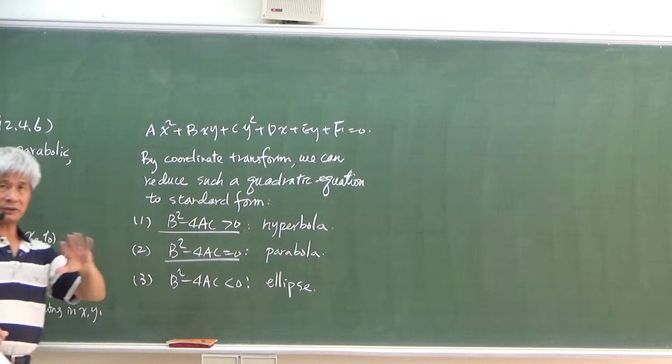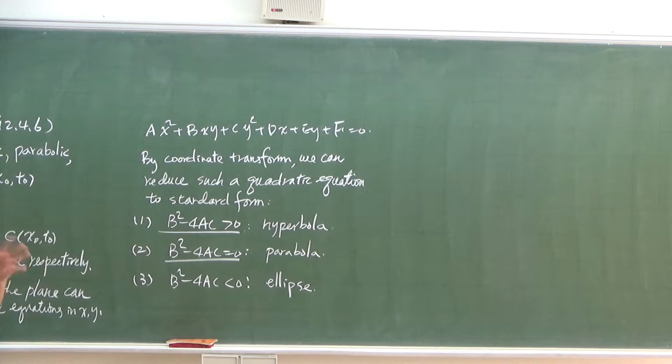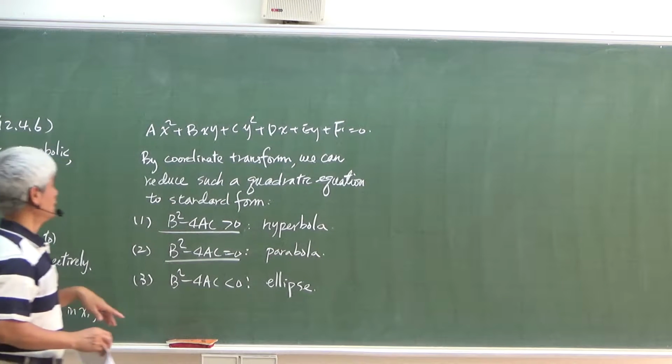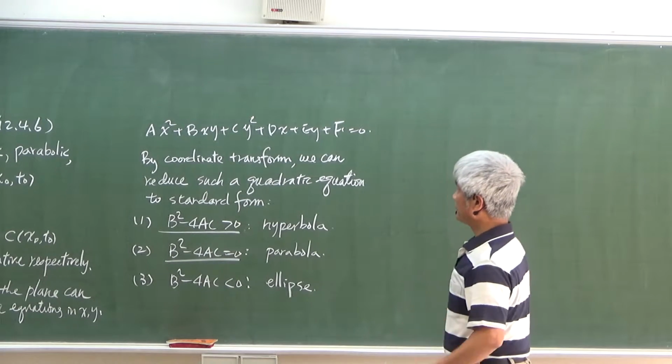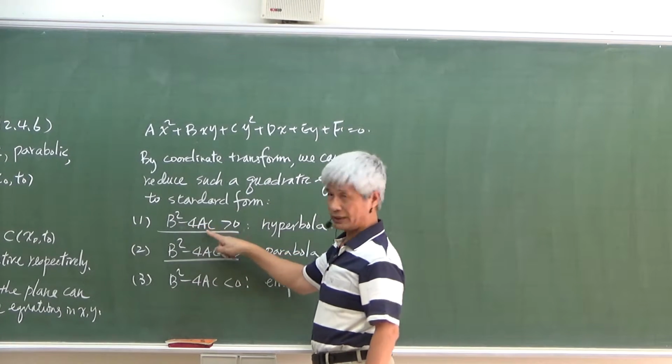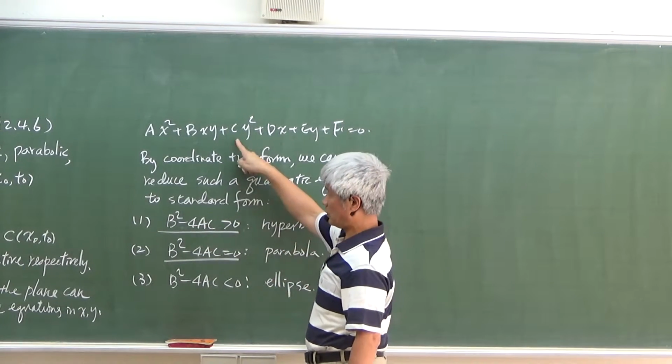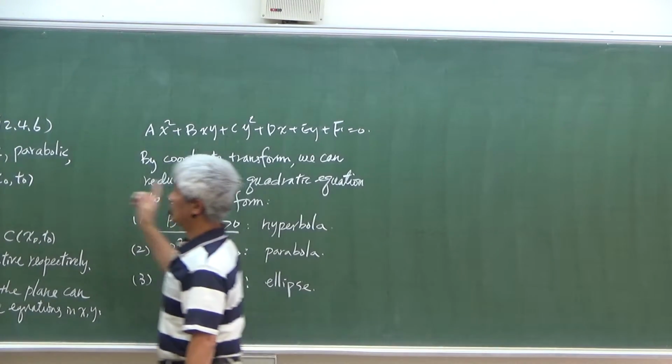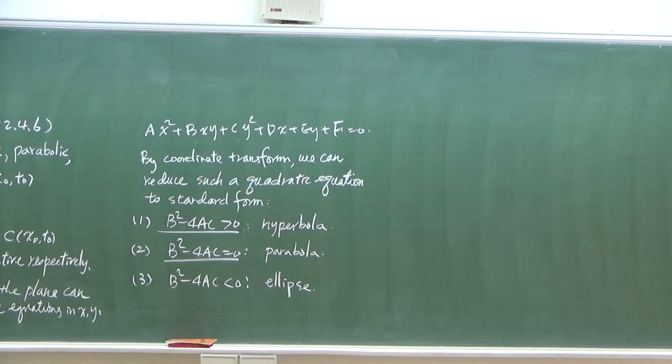Actually, the coordinate transform is a linear transformation, and it depends on b squared minus 4ac, the discriminant of the quadratic equation. So compare with that. This is the reason why we call such a PDE hyperbolic, parabolic, or elliptic at a point, according to the value of this formula.